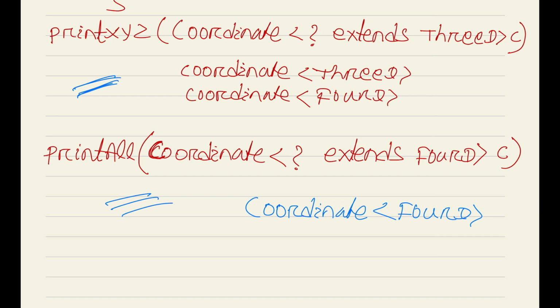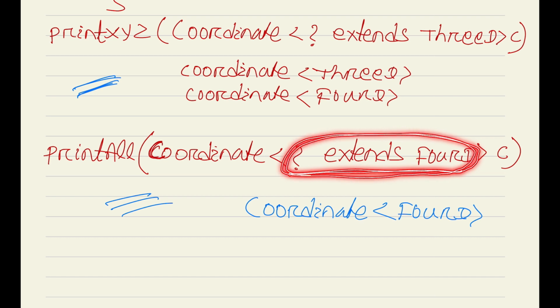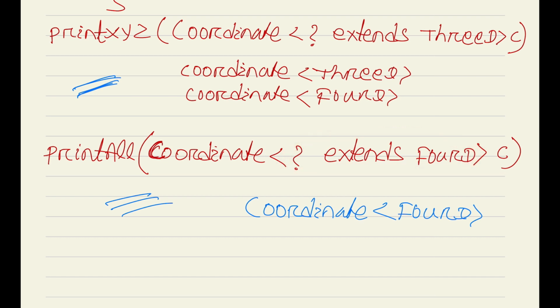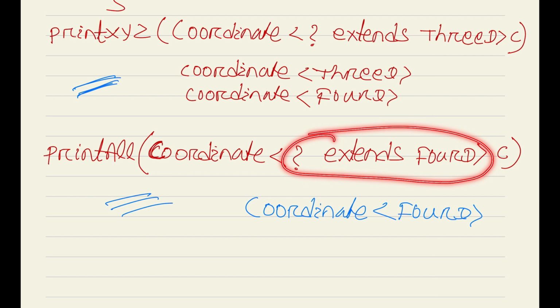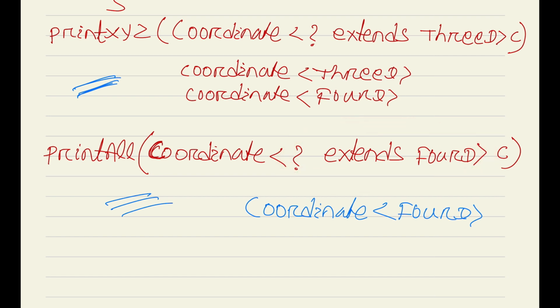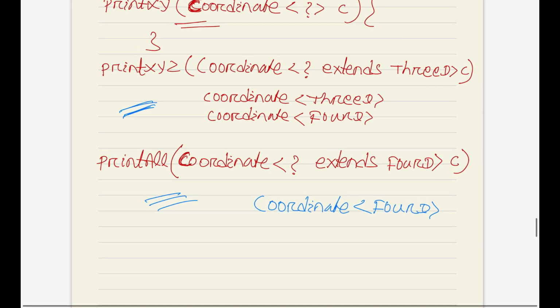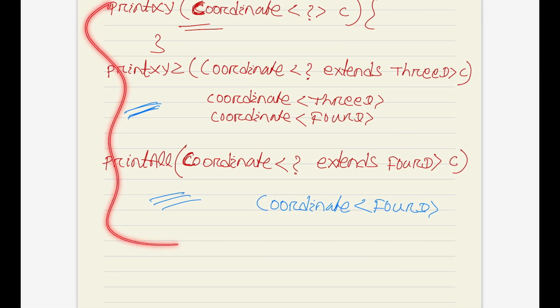And here in this concept, you can see question mark extends 4D. Using this we are making an upper bound 4D for the objects that can be passed as an argument to this method printAll. So this concept is known as bounded wildcard arguments. So we will discuss this example in more detail and write the program on this.